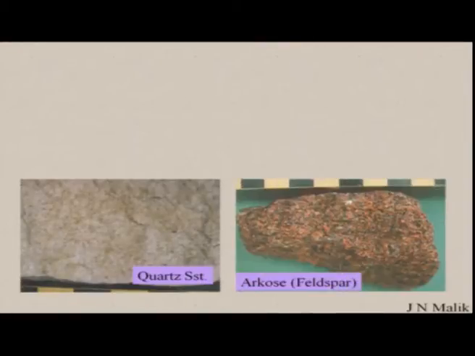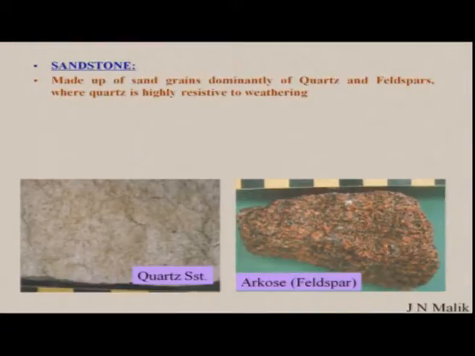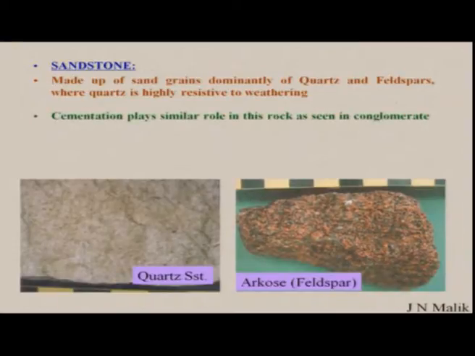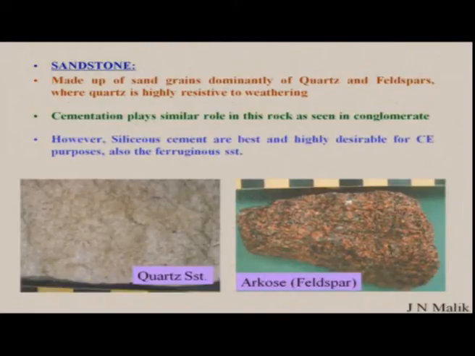Quartz sandstone, and this is arkose, the feldspar-rich sandstone we are having. So, it is made up of sand grains dominantly of quartz and feldspars, where the quartz is highly resistive to weathering. Cementation plays a similar role in this rock as seen in conglomerate. However, siliceous cement is the best and highly desirable for civil engineering purposes, also the ferromagnesian sandstone.